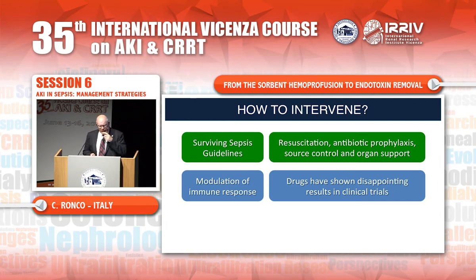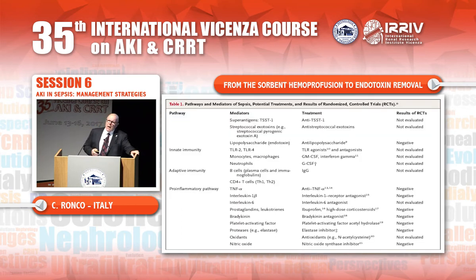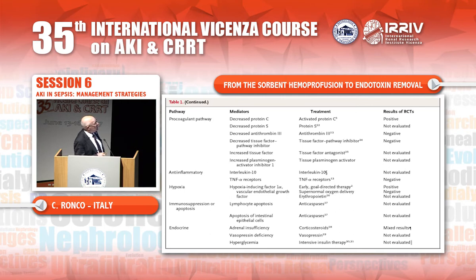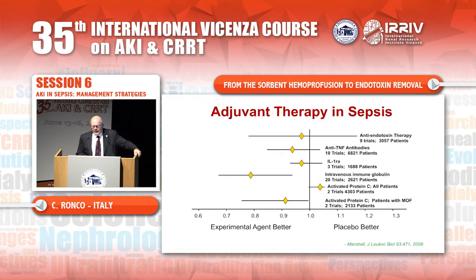We have suggestions to try to modulate the immune response. However, if you look at the results of several randomized controlled trials: negative, negative, negative, negative. There was a positive activated protein C result, and then finally it turned out negative again. So the concept of adjuvant therapy in sepsis is something extremely disappointing, probably because sepsis is not a one-molecule disease, at least after the cascade has been activated.